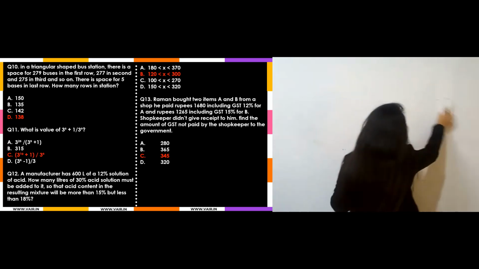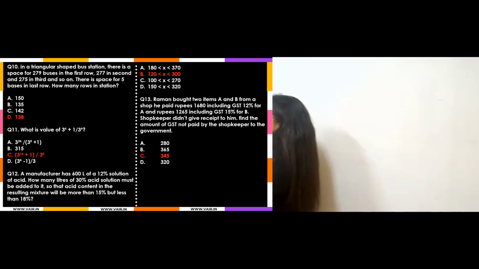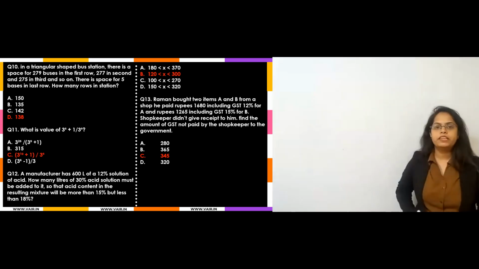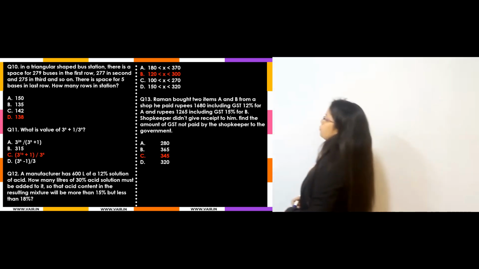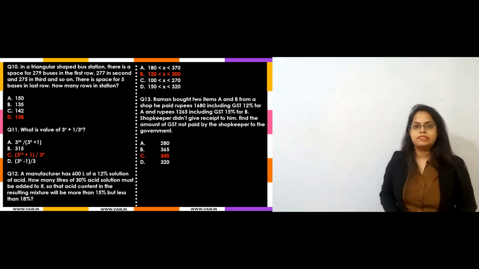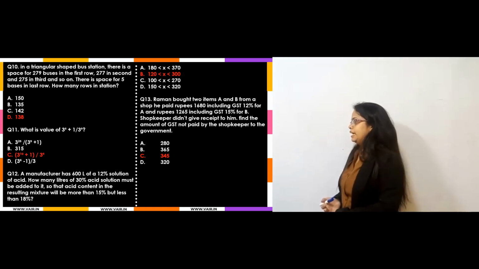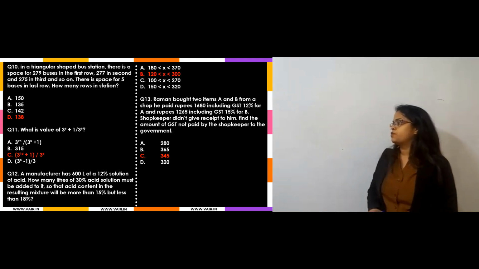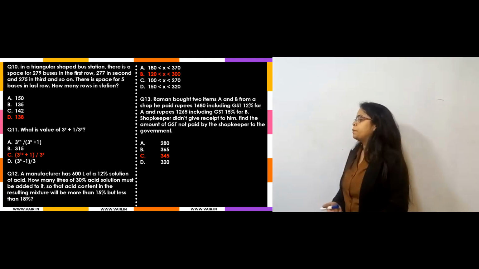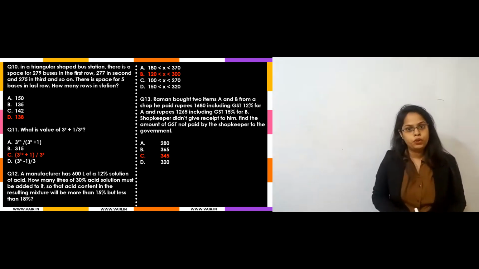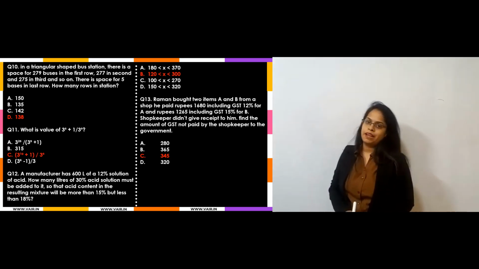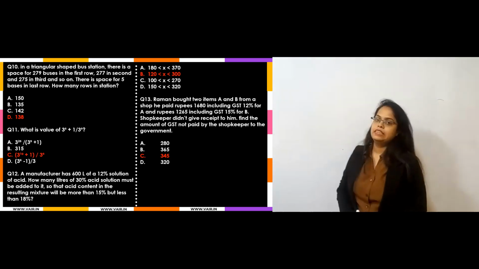The next one is: Raman bought two items A and B from a shop. He paid rupees 1680 including GST 12% for A and rupees 1265 including GST 15% for B. The shopkeeper didn't give a receipt to him. Find the amount of GST not paid by the shopkeeper to the government.